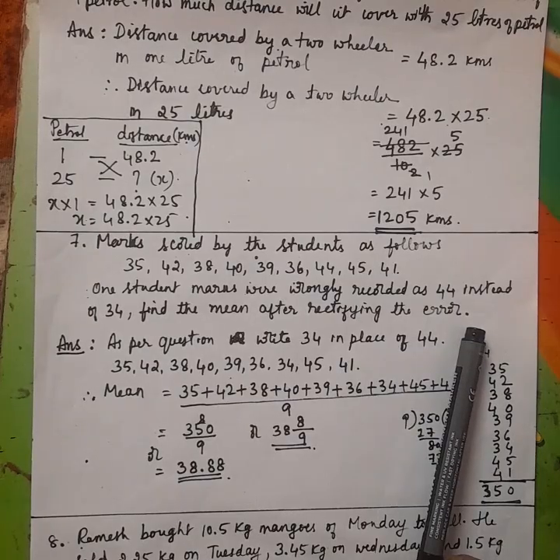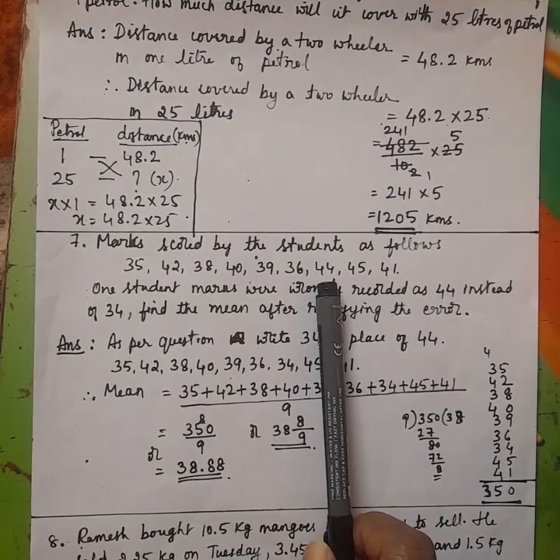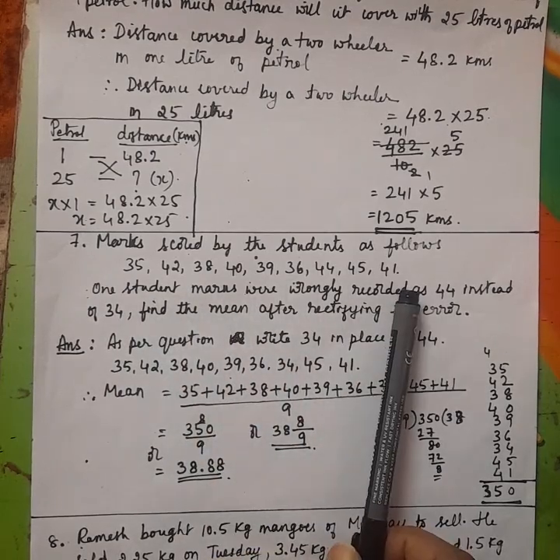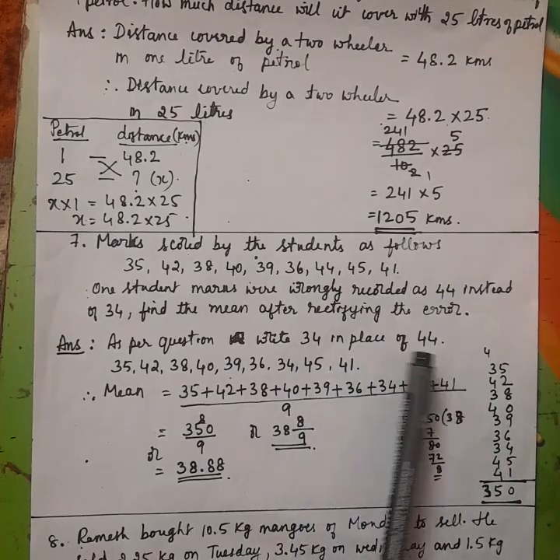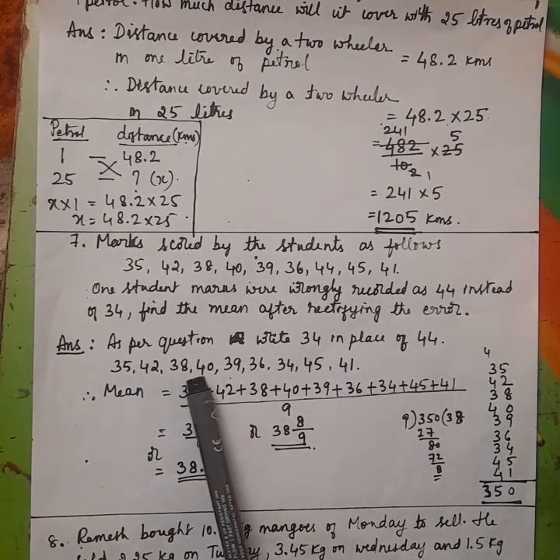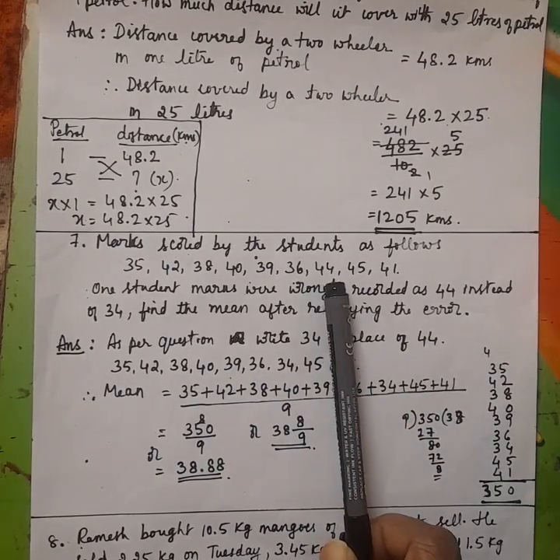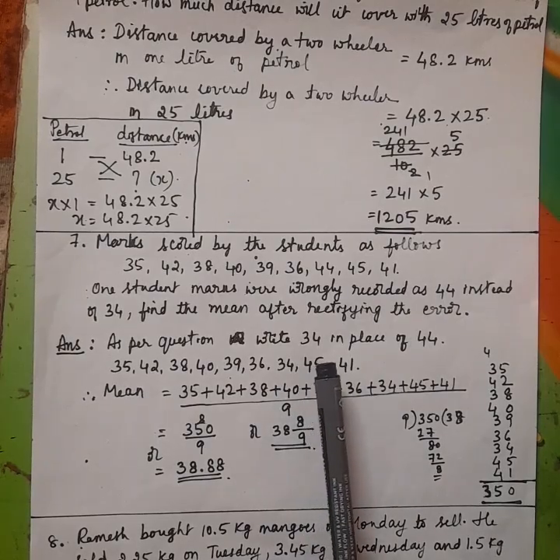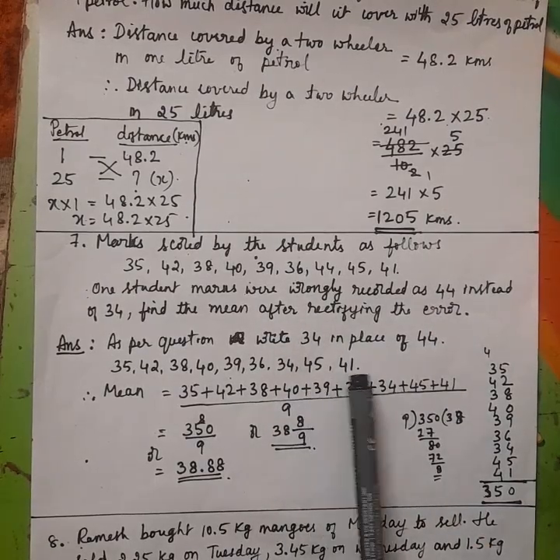That is, instead of 34, they have written 44. So we have to rectify this number and then find the mean of these numbers. So as per the question, write 34 in place of 44. So 35, 42, 38, 40, 39, 36 and 34. Here we have 44, but we have to write it as 34 because instead of 34 they have written 44, as given in the question. So 34, 45 and 41.